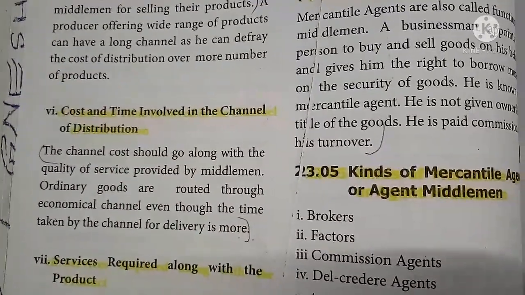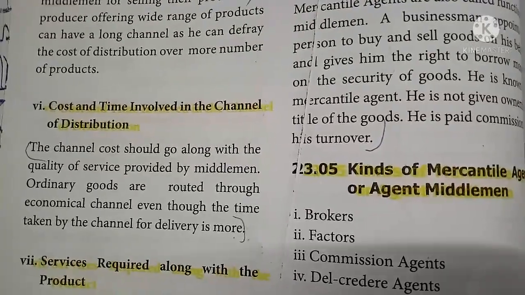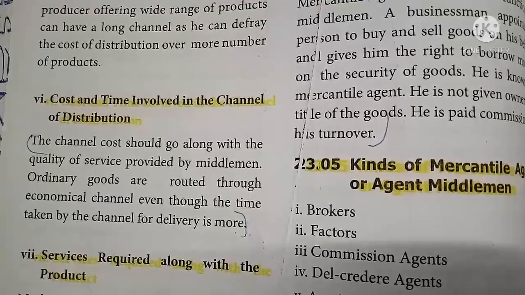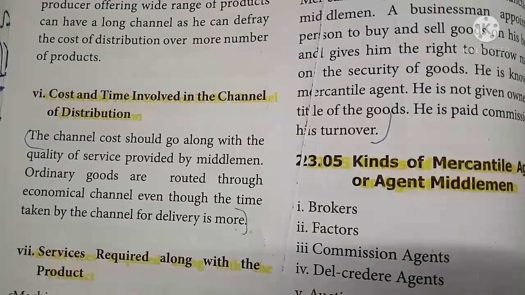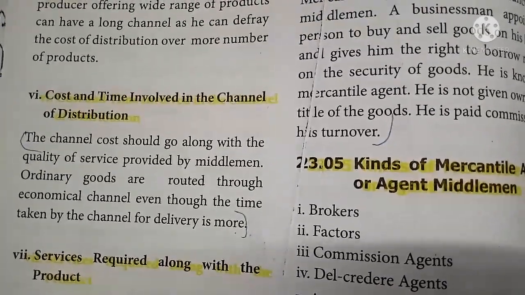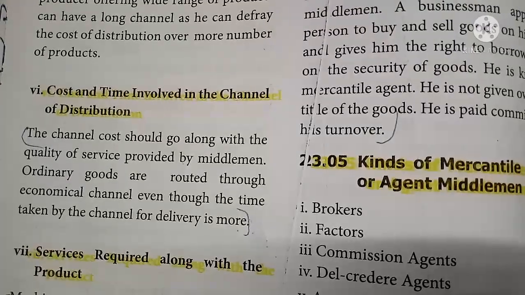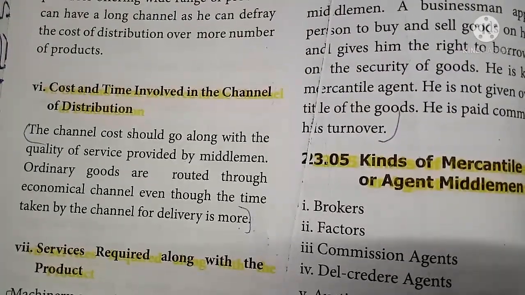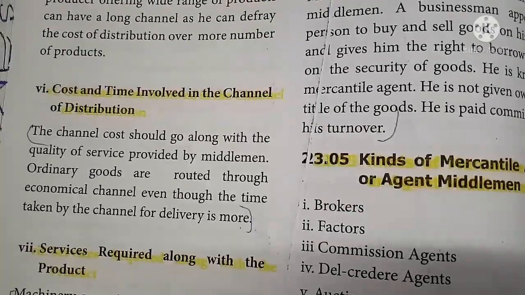Cost and time involvement in the channel of distribution. Based upon the cost, the channel cost should go along with the quality of service provided by the middleman. Ordinary goods are routed through an economical channel, even though the channel takes more time for delivery of the goods.